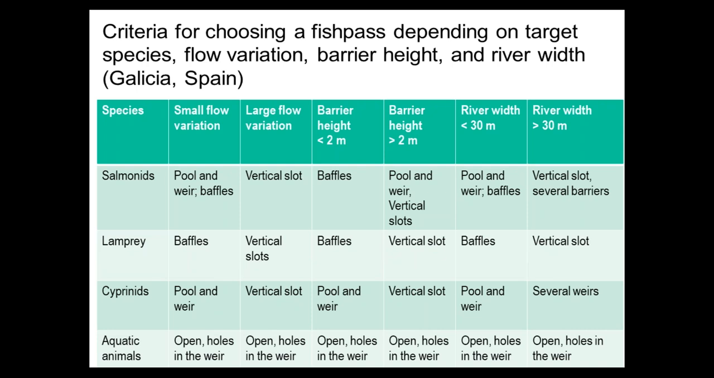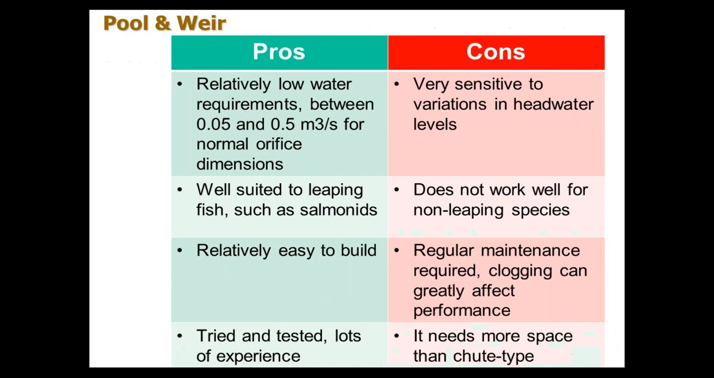the three most used fish passes in Spain: pool and weir, baffles chute, and vertical slot. I would like you to focus on the last species, aquatic animals. For this case, the best option will always be to open the barrier or make holes. We had some experience in this type of extreme fish pass, and it's very interesting. And Carlos talked a lot about this possibility.